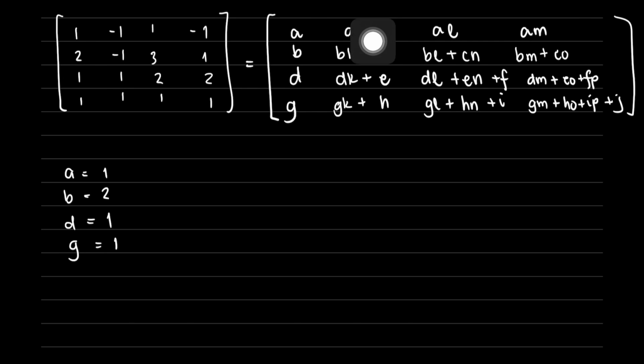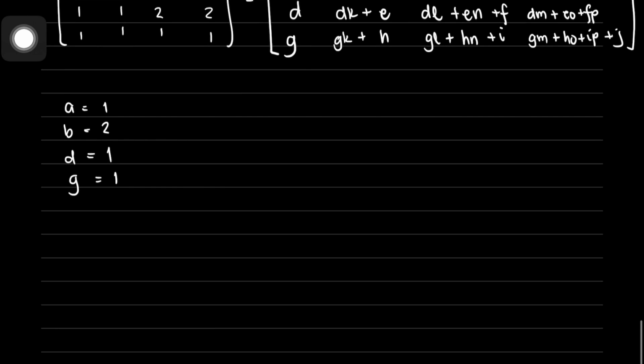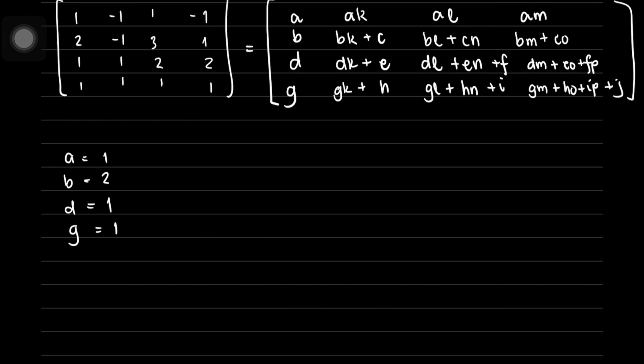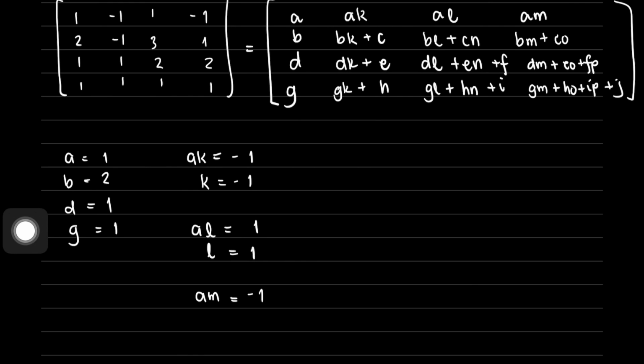So if we equate the first row here to the corresponding first row, we'll have a times k equal to negative 1. And since a is equal to 1, therefore k is equal to negative 1. a times l is equal to 1, and since a is also equal to 1, l would be equal to 1. a times m is equal to negative 1, a is equal to 1, so m would be equal to negative 1.